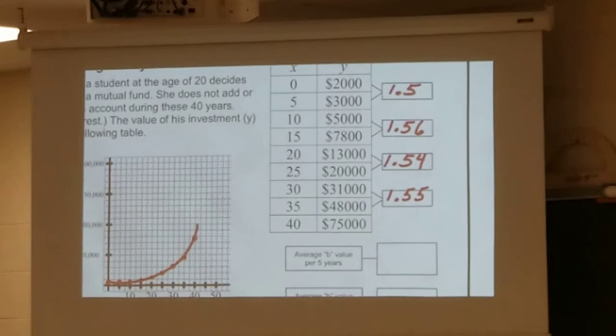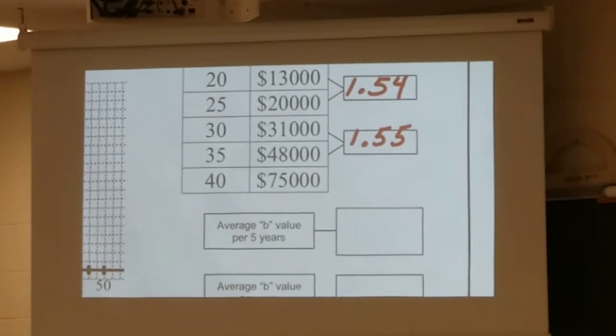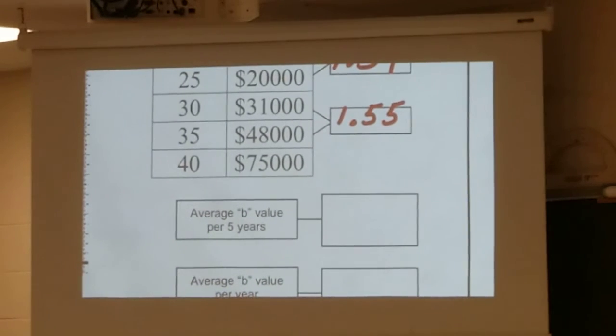That's the next box. So again, take those numbers, add them up, and divide by 4. Or if you're confident that you can do that, you're welcome to grab it from me. You get 1.5375, which is really close to all 4 of those numbers. Again, 1.5375.